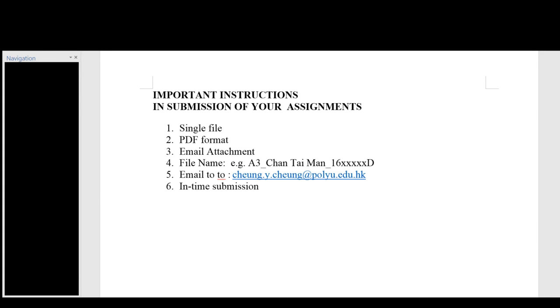And your file name should look like that: Assignment 3, A3, right? And then your name, and then student number. Now, if you do not follow this format, you are wasting my time, right? I want everything in a neat and tidy, uniform and consistent format. Okay, that's my requirement. And your submission should be in time, by email to this official email address in the university. Is that clear?